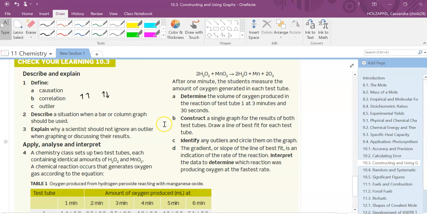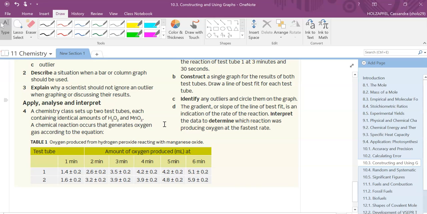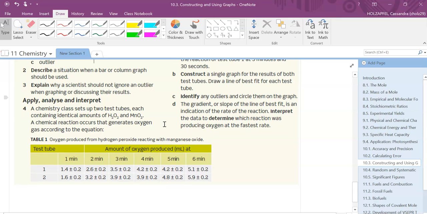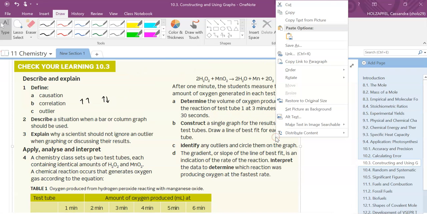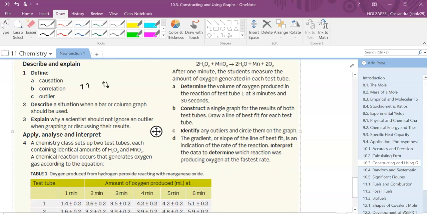Okay, here's the good stuff. A chemistry class sets up 2 test tubes, each containing identical amounts of hydrogen peroxide, H2O2, and manganese oxide, MnO2. A chemical reaction occurs that generates oxygen gas according to the following equation, and the textbook does not actually have the equation. So I'll write that for you and I'll balance it and I'll come back. As I was going through, I just realized this question has actually got it. It's just popped up over here. Okay, so this is our balanced equation, and these are all our values, our amount of oxygen produced in mils at particular times. So determine the volume of oxygen produced in the reaction of test tube 3 at 3 minutes and 30 seconds.